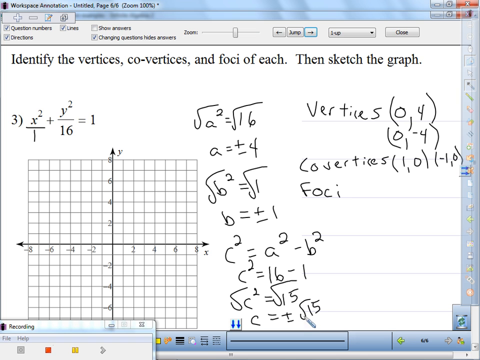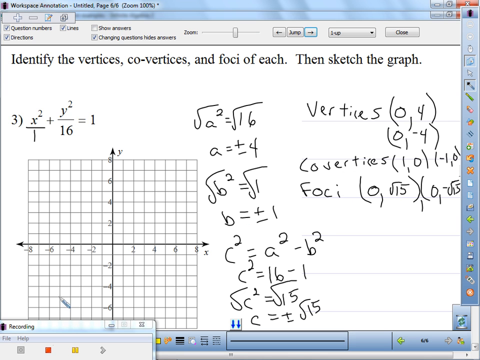Okay, now this one matches up to the vertices. So it'll have 0 and square root of 15 and 0 negative square root of 15. Again, this one's always on the same axis as the vertices.